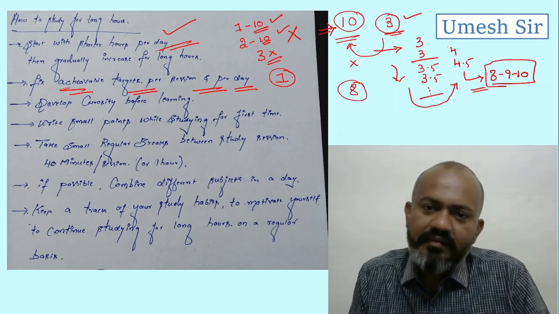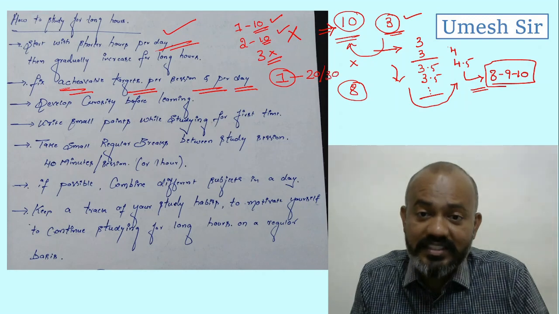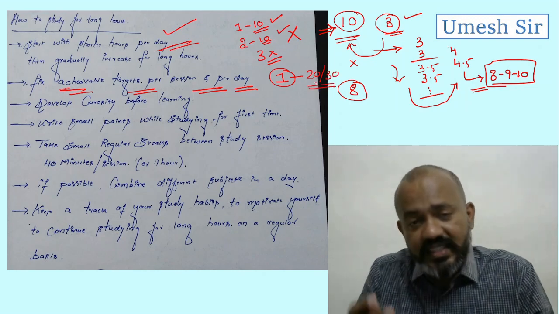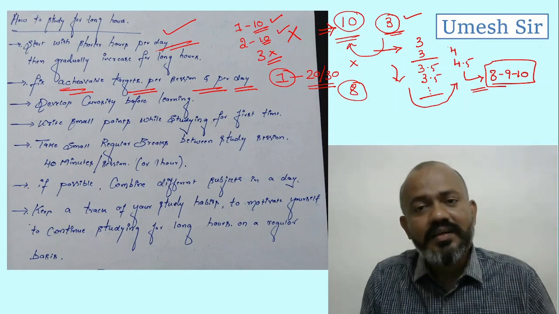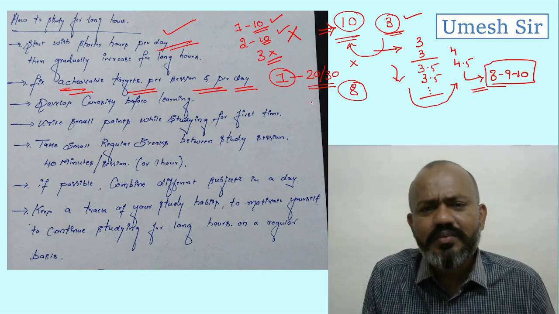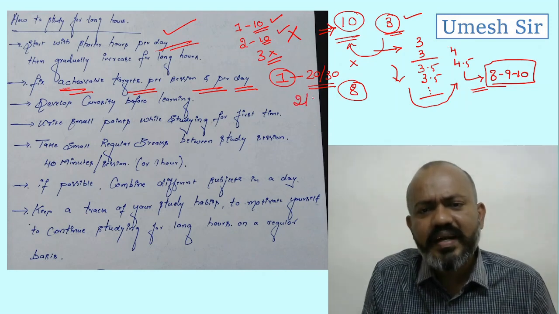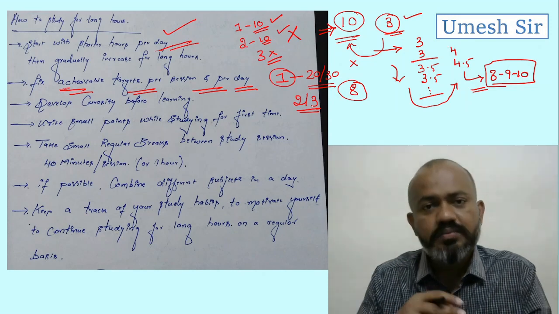In that 1 hour, do not plan to study 20 pages or 30 pages. Is it possible to study 20 or 30 pages in 1 hour? It is not possible. Do not try some kind of magic here. What is generally possible is 2 to 3 pages per hour. Per hour, 2 to 3 pages is very much possible.